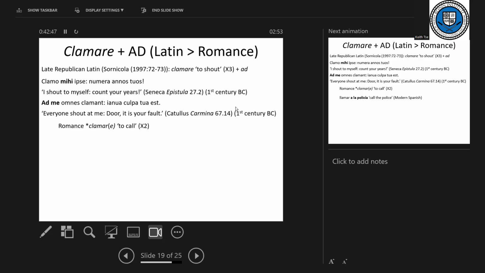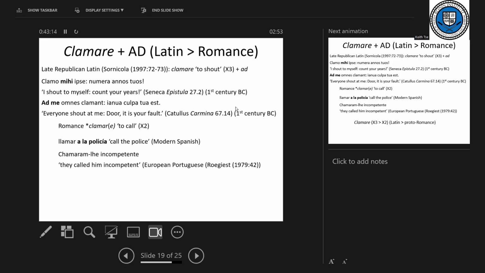In Romance, however, reflexes of clamare are usually two-place, because in Romance, clamare really means to call rather than to shout. So, for example, in Spanish, you say "llamar a la policía". You use a here, but there's only just one object. Llamar a la policía.